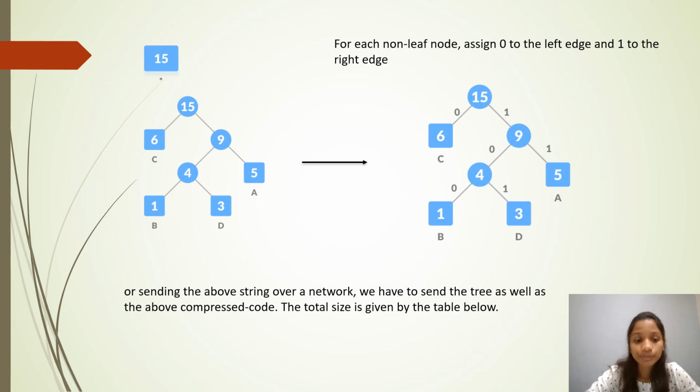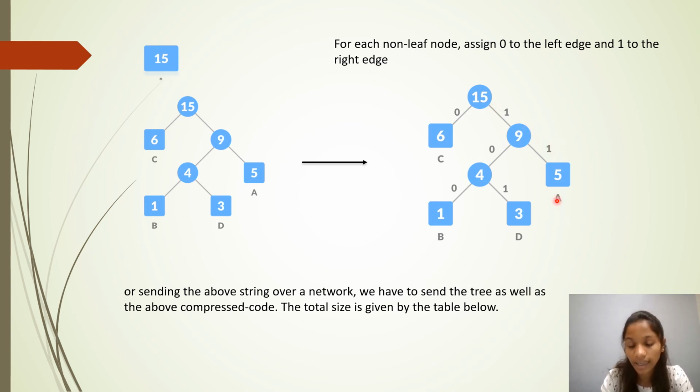Then we have to add zeros and ones to the tree, that is 0 for the left subtree and 1 for the right subtree. Okay. Then we have to calculate the code for each character. For A, it is 1 1. How? See, A is here. We have to check 1 1.